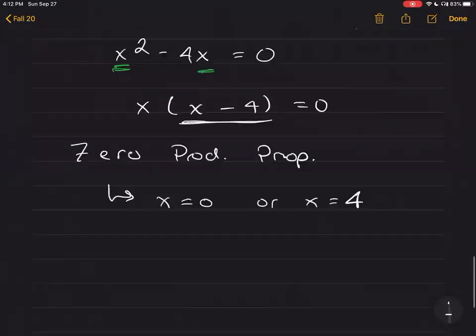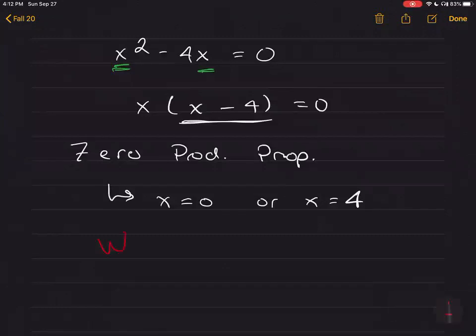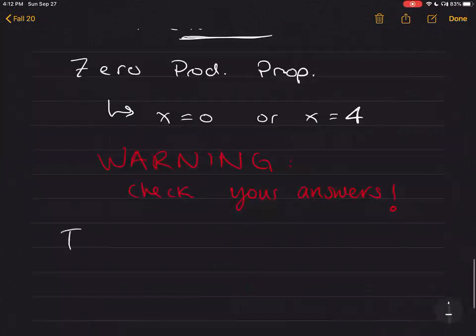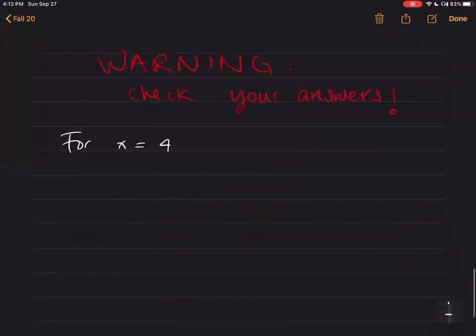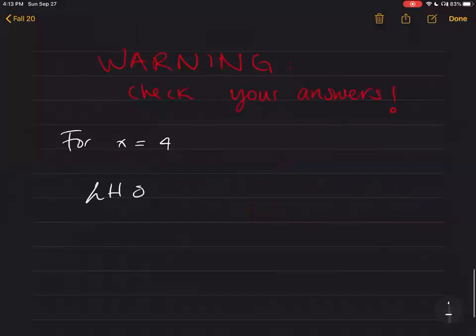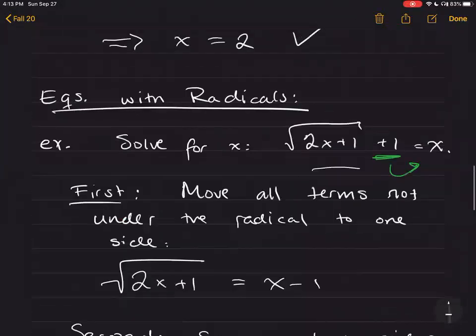Now, warning. When you do this, you need to check your answers by plugging back in. And we will see the reason why. So let's take one of these. Let's do x equals 4, we're going to plug it back into our original equation. The left-hand side will be over here, and over here we'll do the right-hand side. If you remember from back all the way up here, this is what our equation looks like.